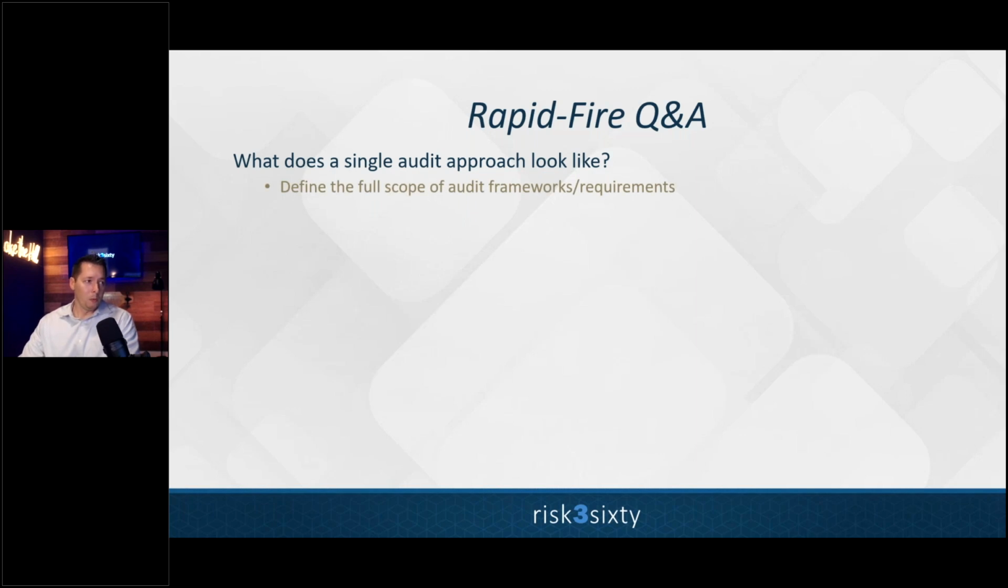So the first thing that we would do is try to define the full scope of audit frameworks and requirements that need to be addressed. In some cases, for those frameworks or requirements where there's just not a lot of overlap, it might need to be 2 separate work streams. But when there is a lot of overlap, it can be harmonized in a single work stream.